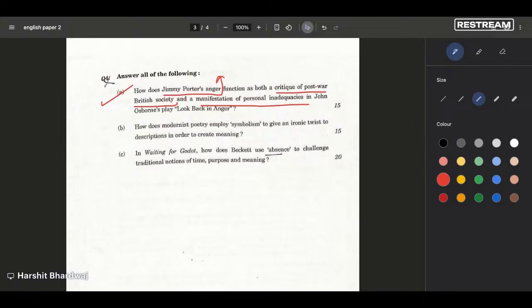Next one: how does modernist poetry employ symbolism to give an ironic twist to descriptions in order to create meaning? Okay, second modernism question.